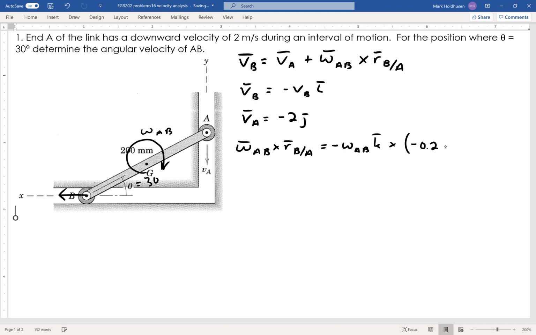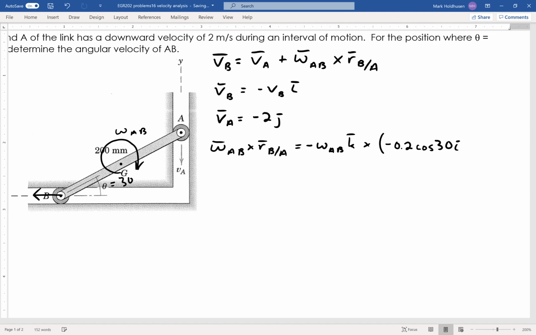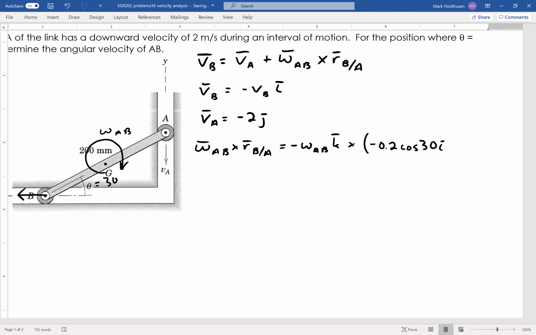So I go in the negative x direction, negative 0.2 cosine 30 in the i direction, and down 0.2 sine 30 in the j direction. Okay, so that is my cross product.